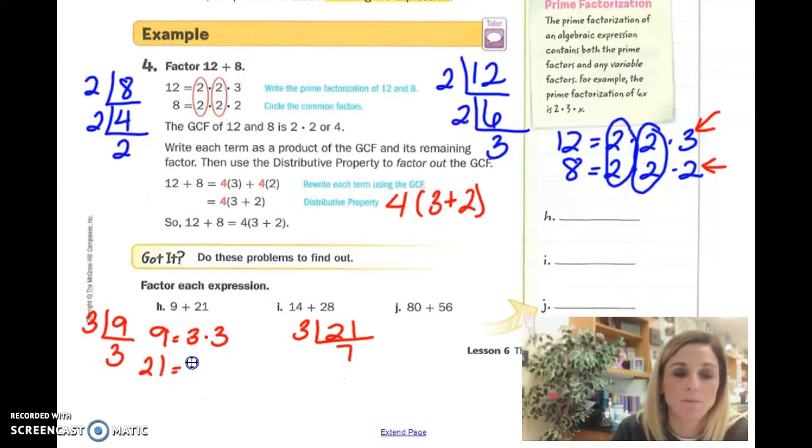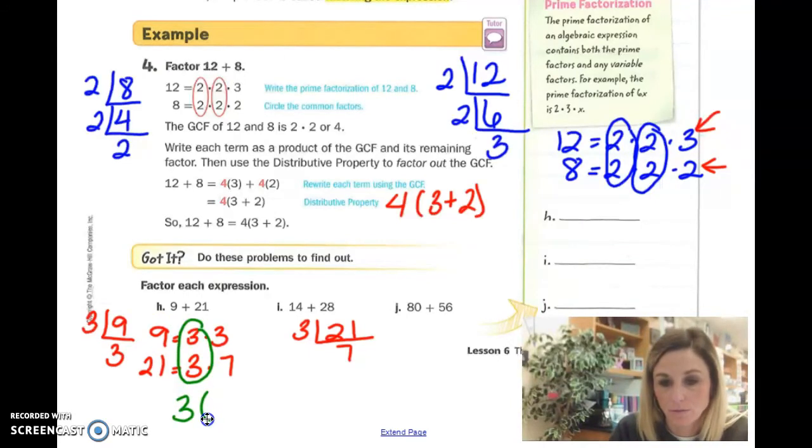So 21's prime factorization is 3 times 7. I circle the numbers that they have in common, which is 3 and 3. That becomes my number that I distribute. Okay, I'm not multiplying 3 times 3 because that's the number they have in common.